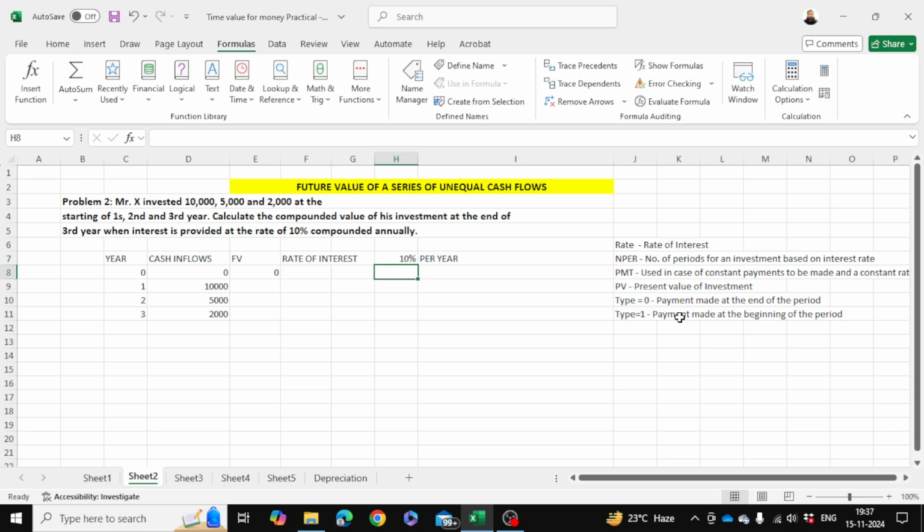Okay, in this question I will be showing you how to calculate future value at the end of each year, right? So again, the type is 0 and PMT is 0, so you can mention that also, because payment is made at the end of the year, right?